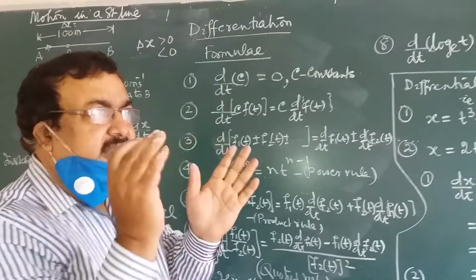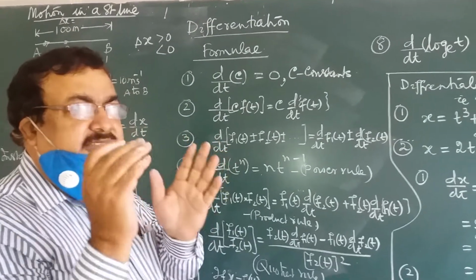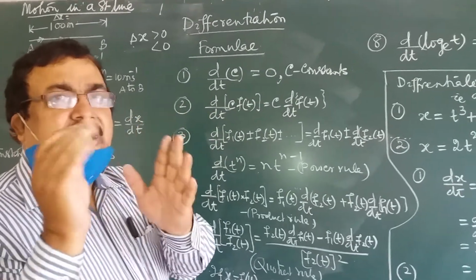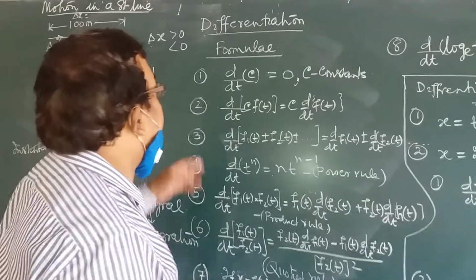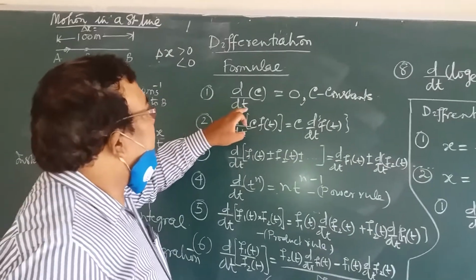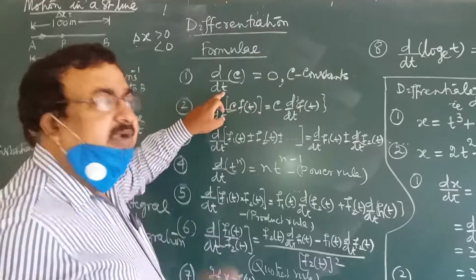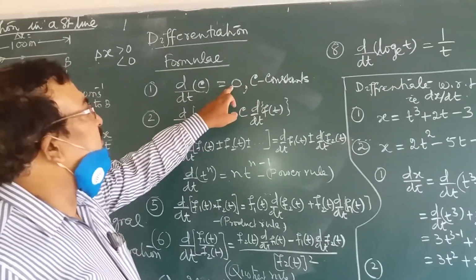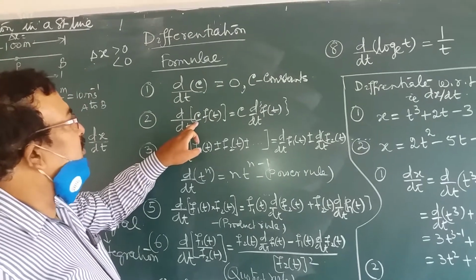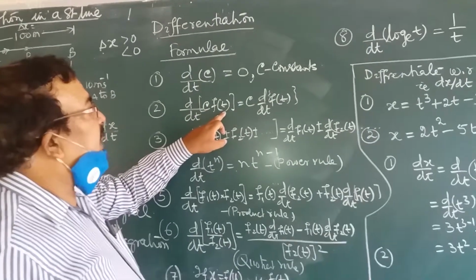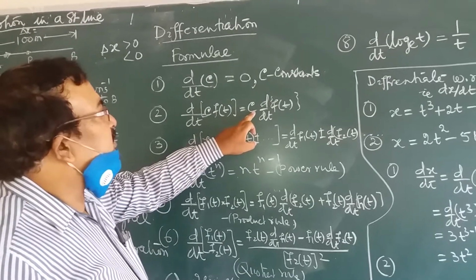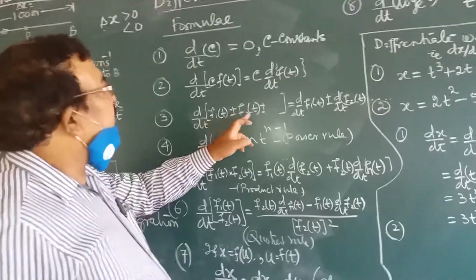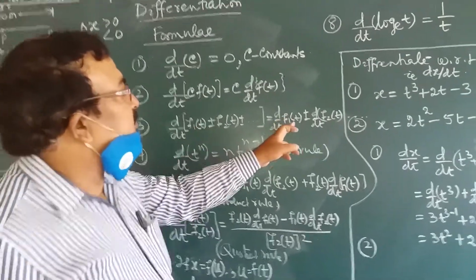Differentiation means division, dividing into smaller parts. This is a big variable, and you are dividing the whole variable into smaller and smaller, infinitesimally small parts. So the first formula: differentiation of t, I am taking it as the independent variable. Differentiation of a constant is 0. And if you have a constant and a function f(t), function of time, then you can take the constant out of the differential operation.